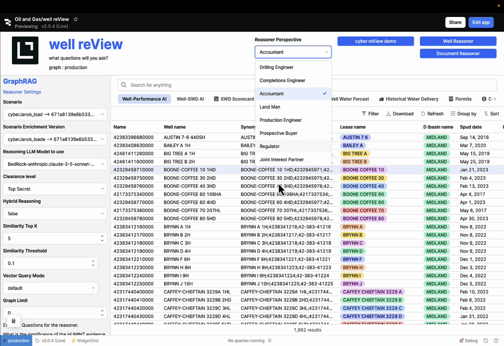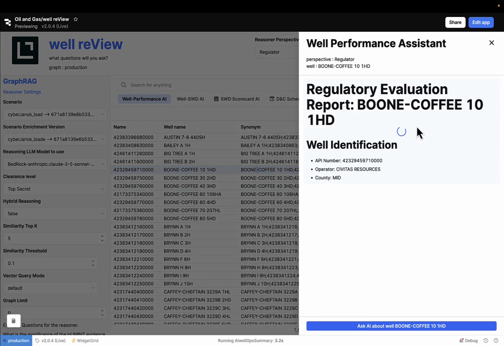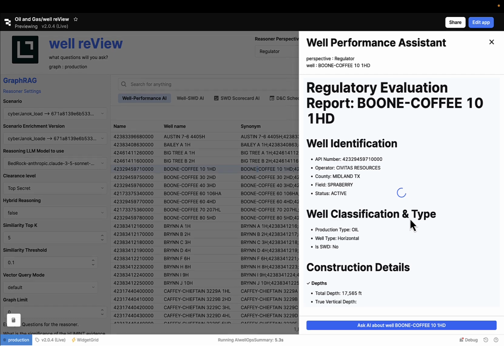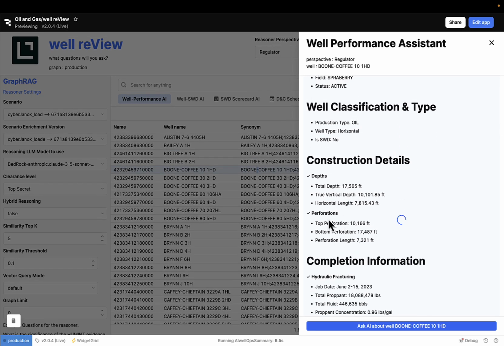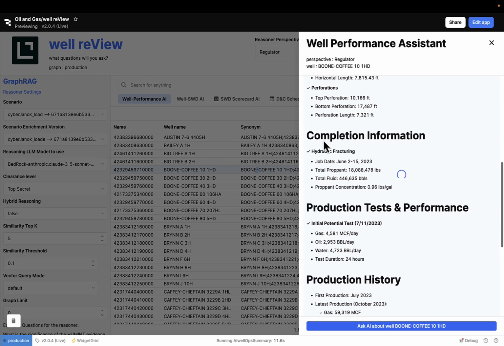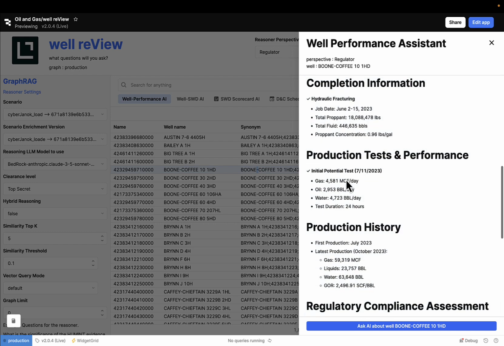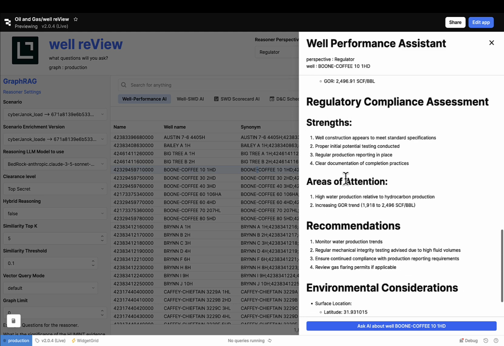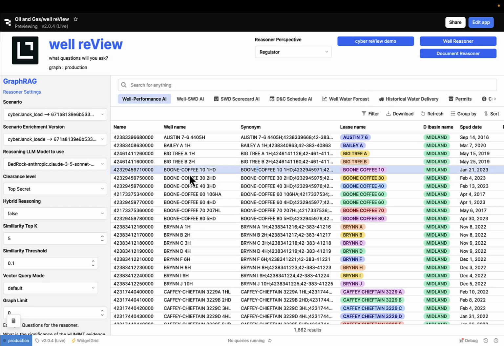And again, you can pick any one of these. Let's say a regulator would be another example, maybe you're going to demo to a regulator. Here it's the same data, but now we're looking at the well, and we're probably going to get classification and construction depths. These are all regulated things: how deep the well goes, where the perforations are, and how they're doing the hydraulic fracturing. All this information is stuff the regulators care about. So there's a lot of interesting information here that you can look at from a regulation perspective, but all of that is being driven from the same place.